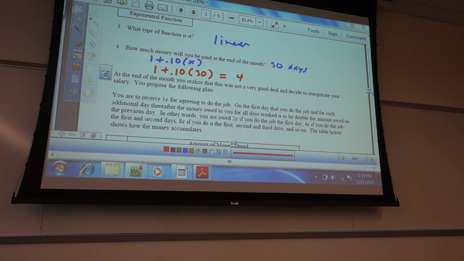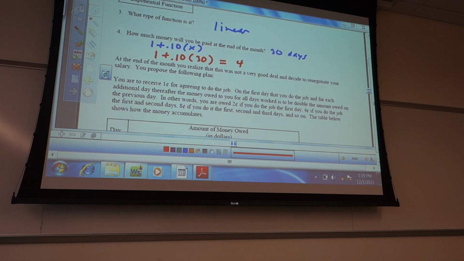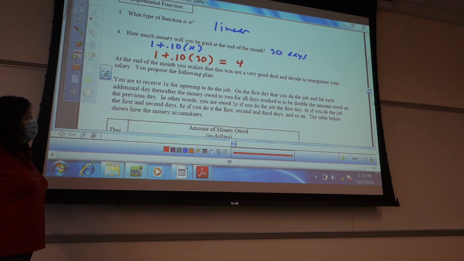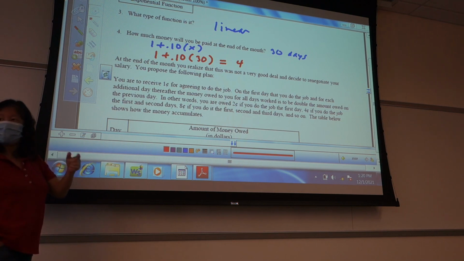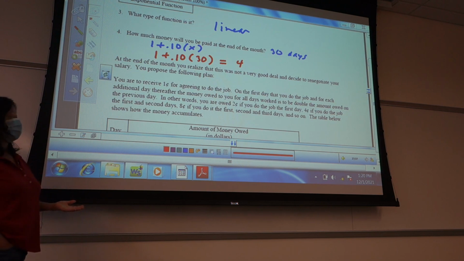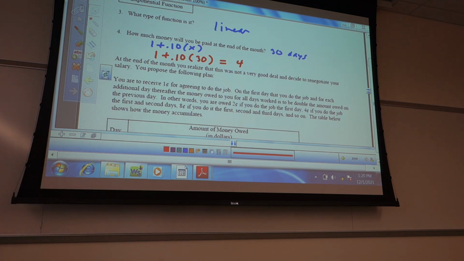And then at the end of the month, you realize this was not a very good deal. You decide to renegotiate your salary. So here you propose the following plan. You agree to do 1 cent for agreeing to do the job. On the first day you do the job, and for each additional day afterwards, you double the money that is owed to you. So in other words, 1 cent for agreeing to do it. After you do it 1 day, you get double that, 2 cents. If you do it 2 days in a row, then the next day you get double 2 cents. You get 4 cents. Making sense? Okay.